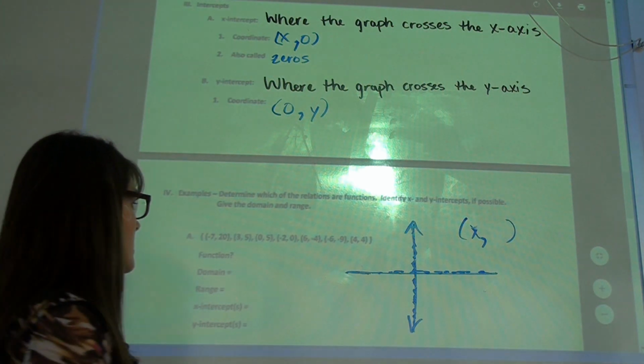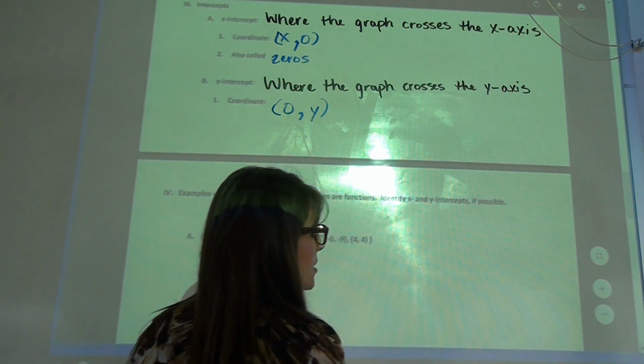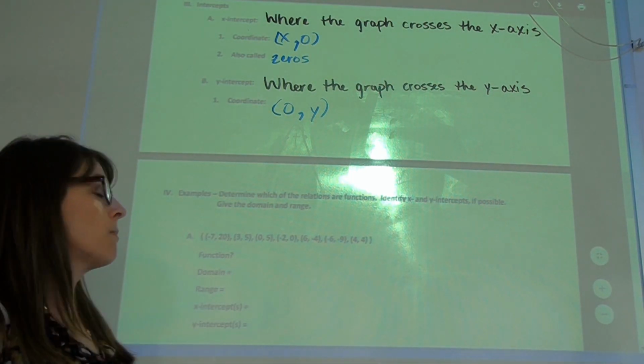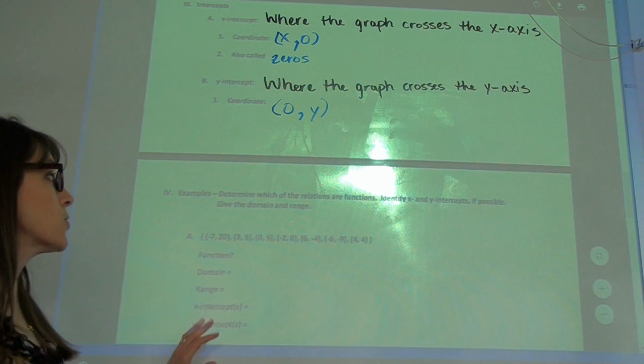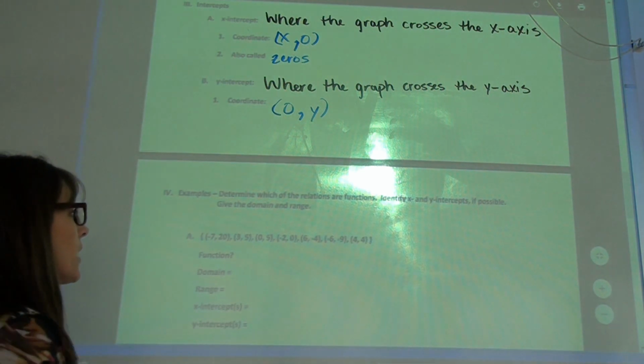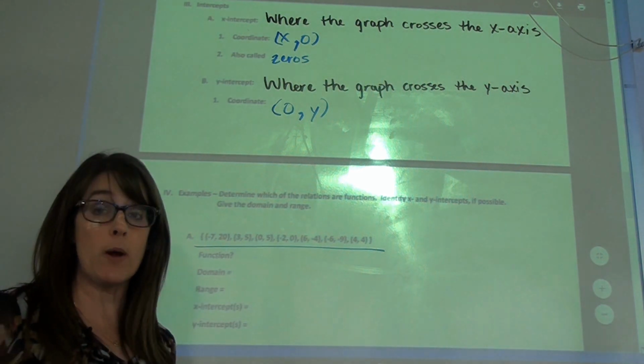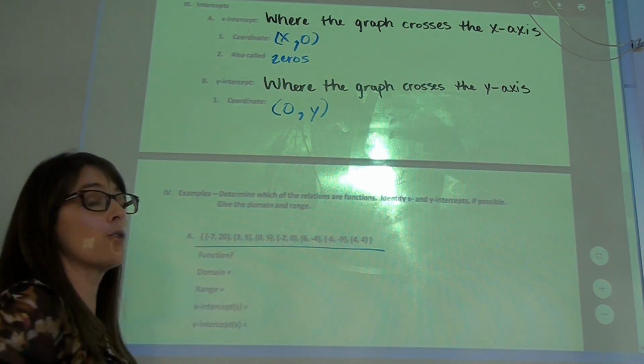So let's take that idea here and let's practice this a little bit. So far we've talked about whether or not you have a function. We've talked about domain and range. We've talked about x and y intercepts. So I've got an example here where I have this relation. Remember, relation is simply a set of ordered pairs. So I have a set of ordered pairs here.